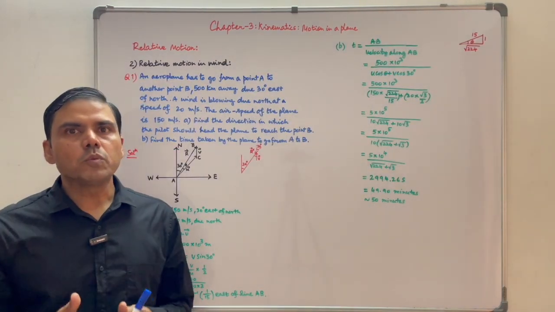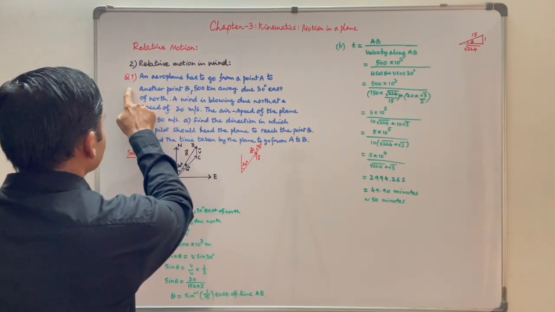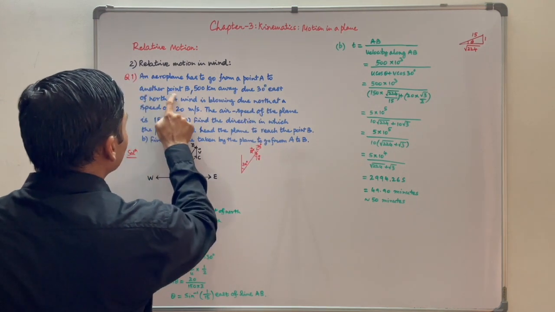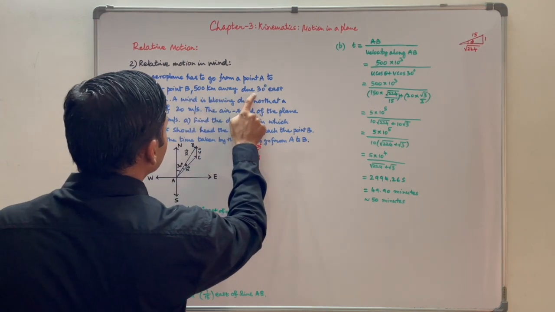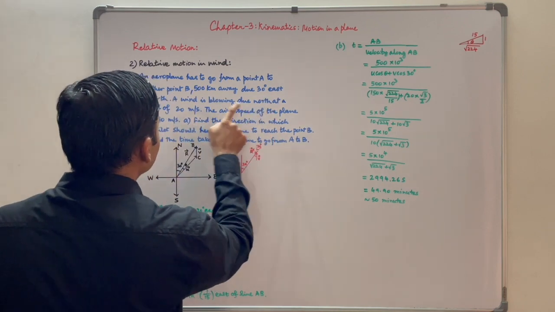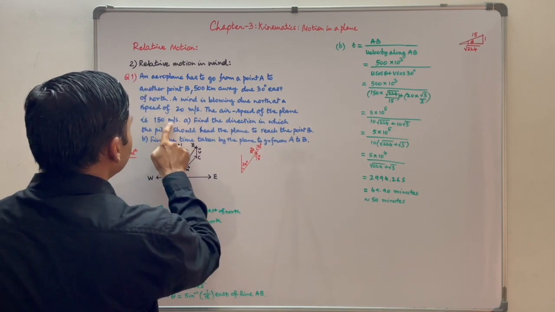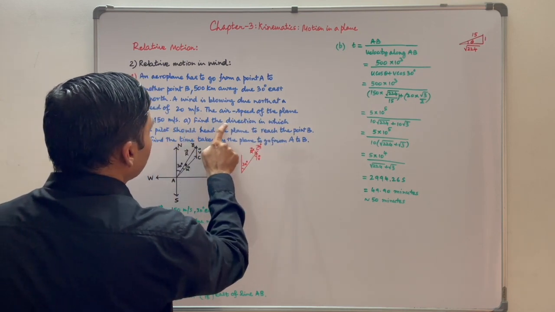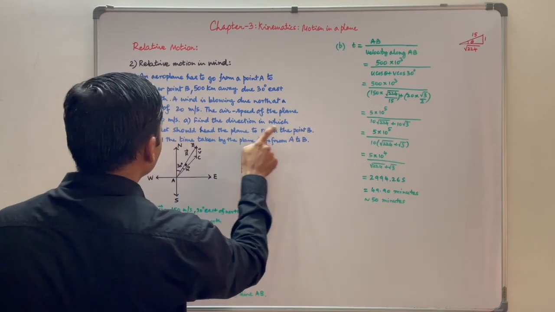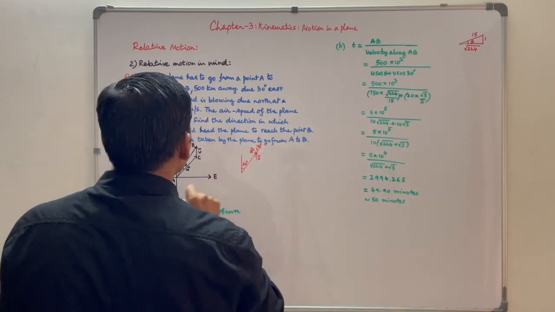Now let us see these two questions to understand relative motion in wind. First question, an aeroplane has to go from a point A to another point B 500 km away due 30 degrees east of north. A wind is blowing due north at a speed of 20 meters per second. The air speed of the plane is 150 meters per second. Part A, find the direction in which the pilot should head the plane to reach the point B. And part B, find the time taken by the plane to go from A to B.